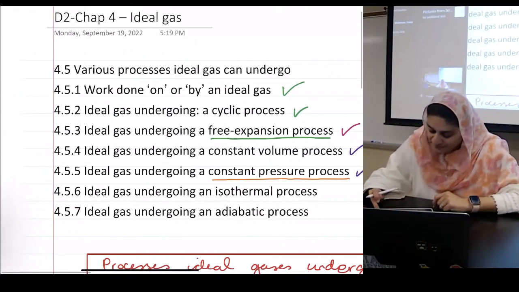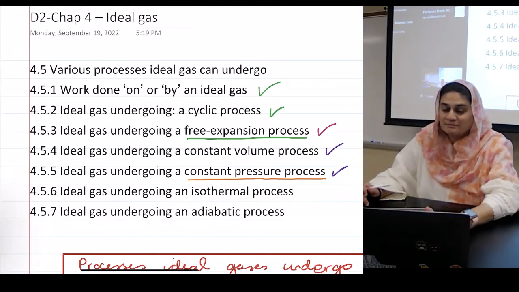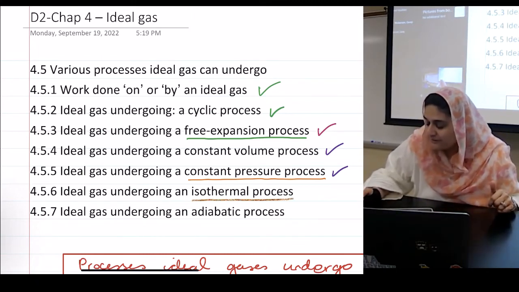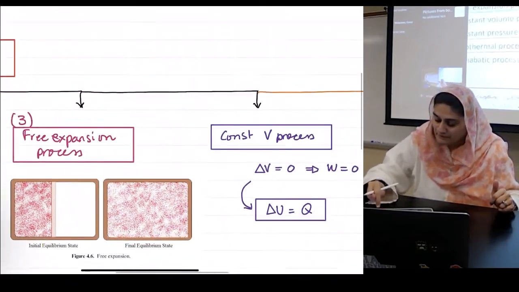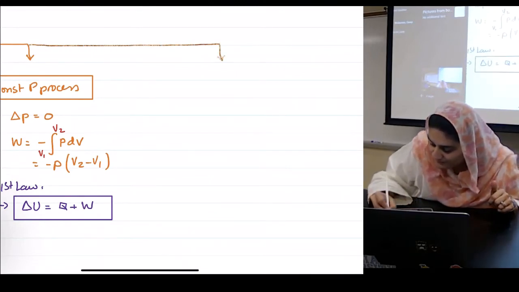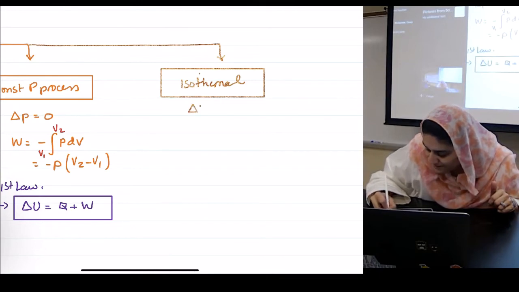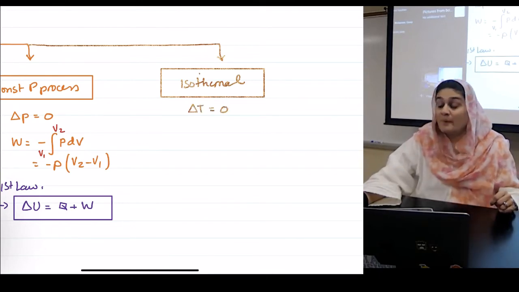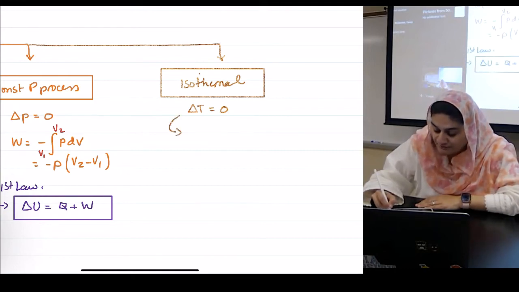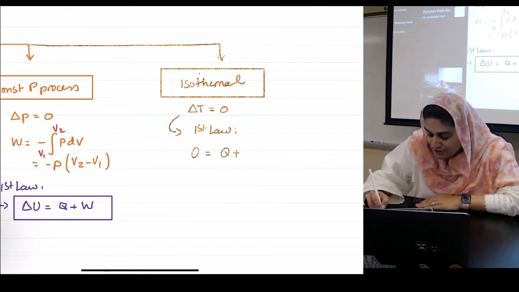5. Oh, yeah, that was 5, right? Yay. And last but not the least, isothermal. Okay, so for isothermal, what do we know? Delta T equals 0. Isothermal. What do we know? Delta T equals 0. Which means, from the first law, 0 equals Q plus W.